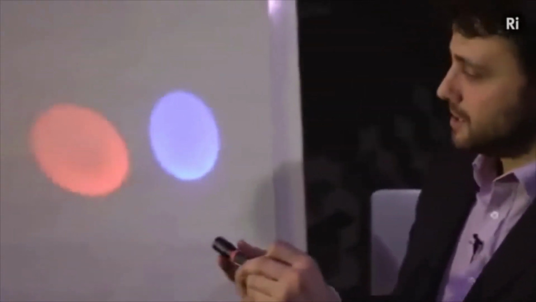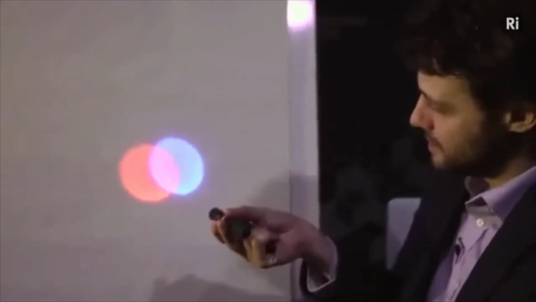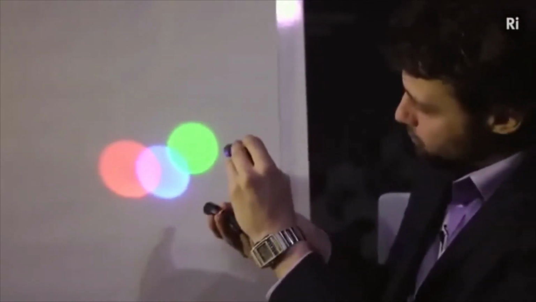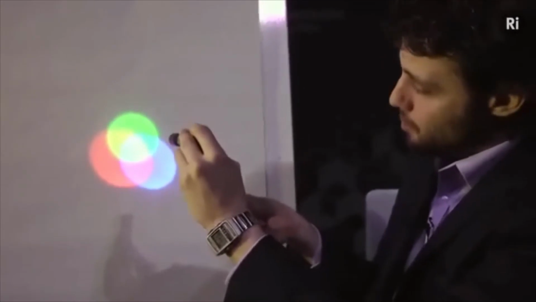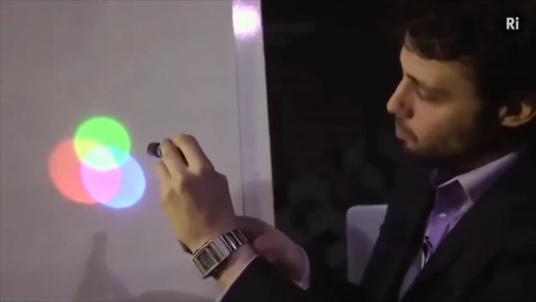Just to show you the full palette of colors that you can see on a TV screen. So you get red and blue mixed together makes magenta, green and red makes yellow, green and blue makes cyan. When you mix them all together, you get white. So when your red cone, your green cone, and your blue cone are firing together, you get white light.